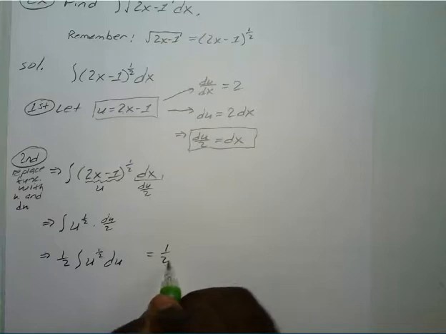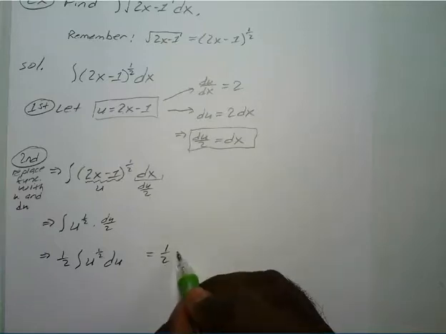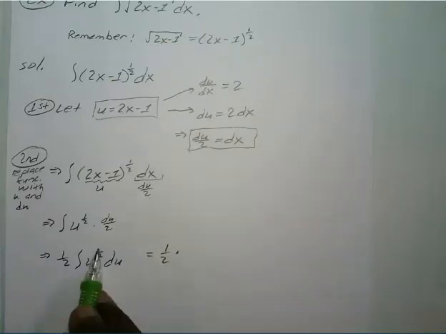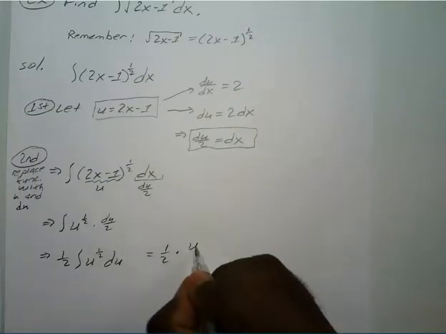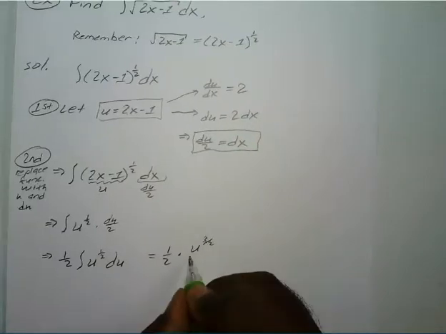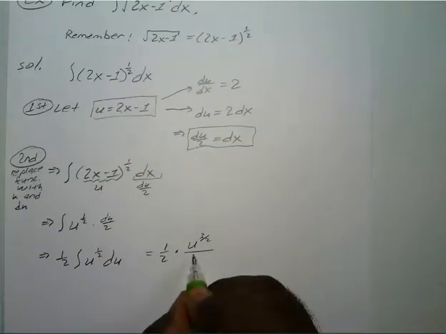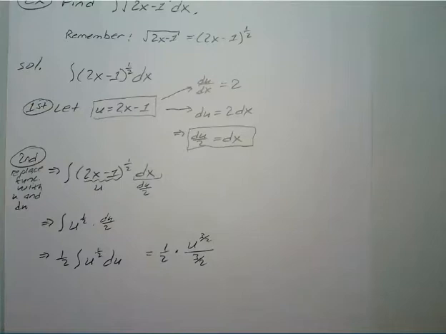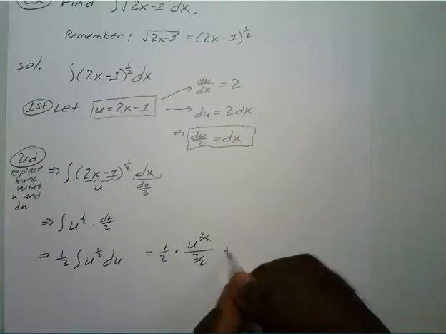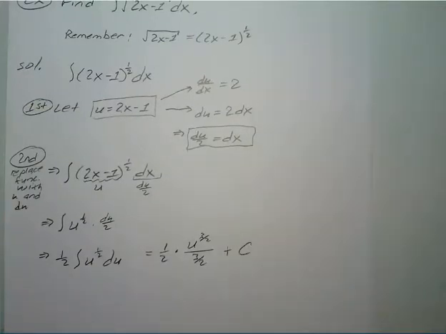Okay, so you have 1/2 times u to the 1/2 plus 1. So 1/2 plus 1 is just 1/2 plus 2 over 2. So that's u to the 3 over 2 power divided by 3 over 2 plus c. Can't forget our trusty plus c.